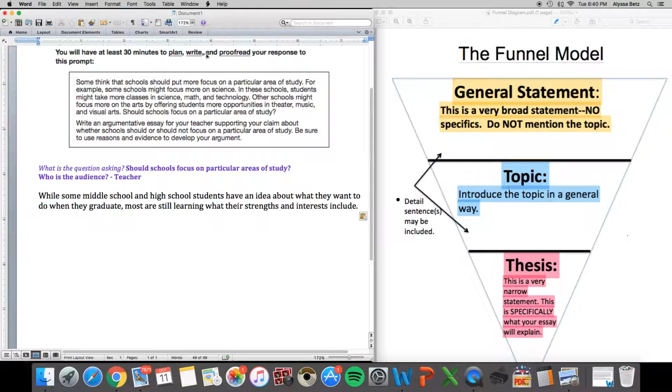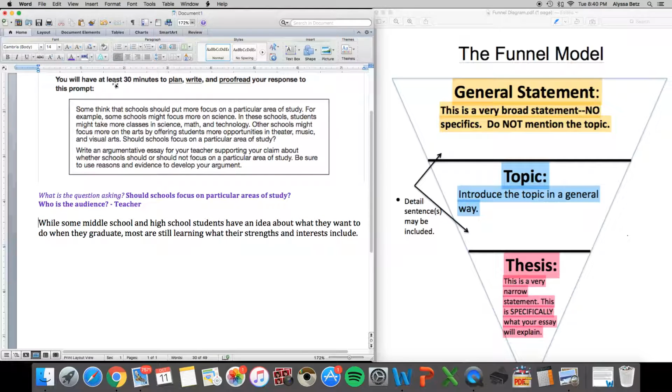Am I specifically mentioning any piece from the prompt so far? No, I'm not. But I'm strategically coming up with this idea because I know it's going to kind of funnel into the main idea that I'm going to bring up at the end. So for my general statement, again, I put, while some middle school and high school students have an idea about what they want to do when they graduate, most are still learning what their strengths and interests include. So I'm going to color code this for you, and I'm going to make this piece here yellow because it is the general statement part of my funnel model.